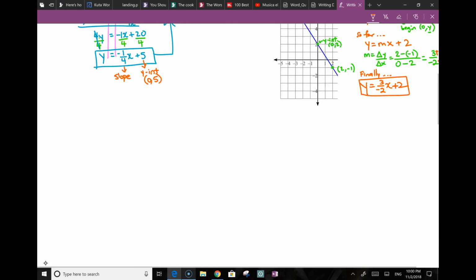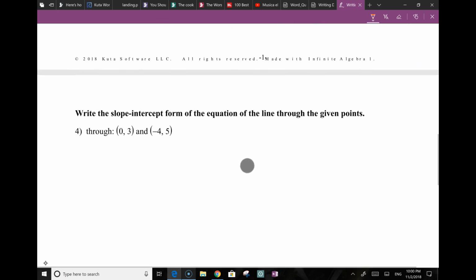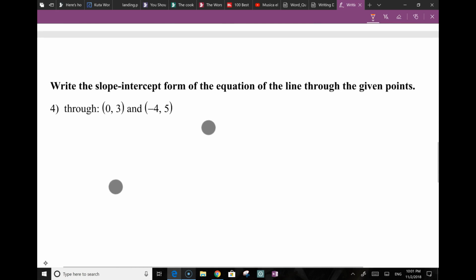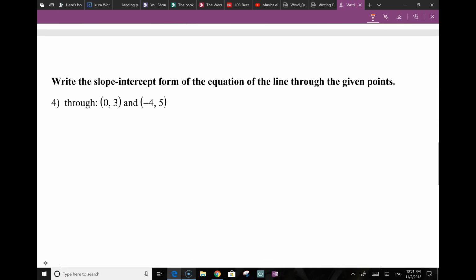So let's see. Our last question is right here. Write the slope-intercept form of the equation of the line through the given points. Now here we have no graph, we have no table, we don't have anything except for 2 ordered pairs, each of which represents 2 points on a graph that we could make when we're done with this.